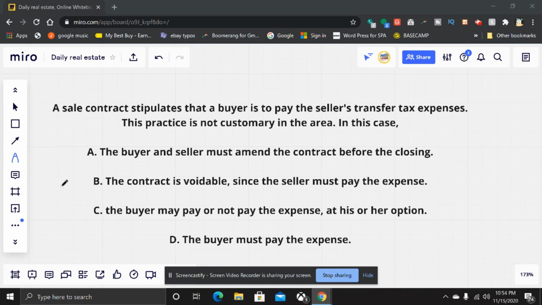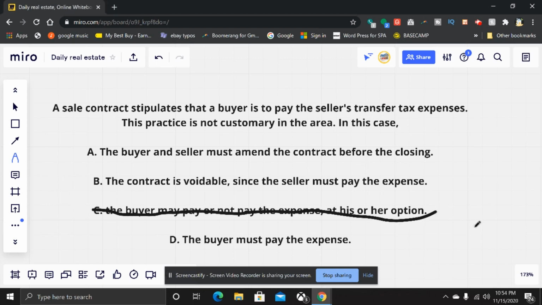So when we're talking about that, let's knock out a couple of answers. The first one I want to knock out is the buyer may pay or not pay the expense at his or her option. No, that's not an option. And also, let's say this: the contract is voidable since the seller must pay the expense. It says that the practice is not customary in the area for the buyer to pay the expense because, again, typically this is a seller expense. If we let everything just go through, the seller would pay this and everyone would say, yeah, this is what you normally do when in Rome.